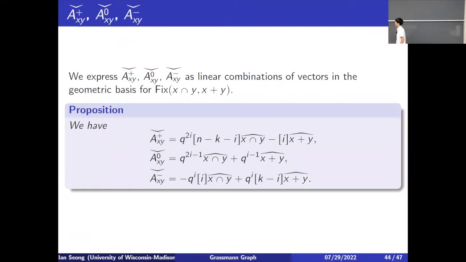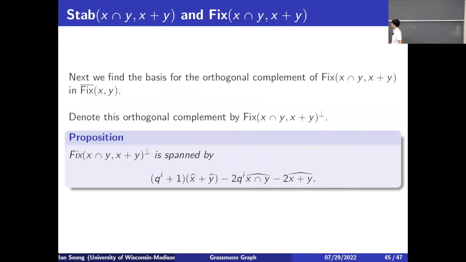Okay, now since these are in fixed x intersect y and x plus y, we can express these as a linear combination of vectors in the geometric basis of this fix. And this is how they look. Okay, and just one last thing about this fix: we have an orthogonal complement of fixed x intersect y and x plus y in fixed xy bar. And we're going to denote this orthogonal complement by fixed x intersect y, x plus y perp.